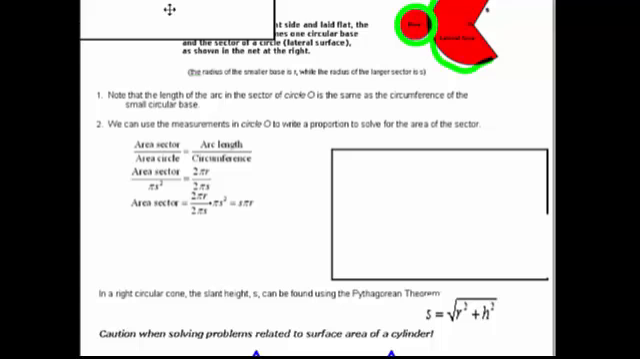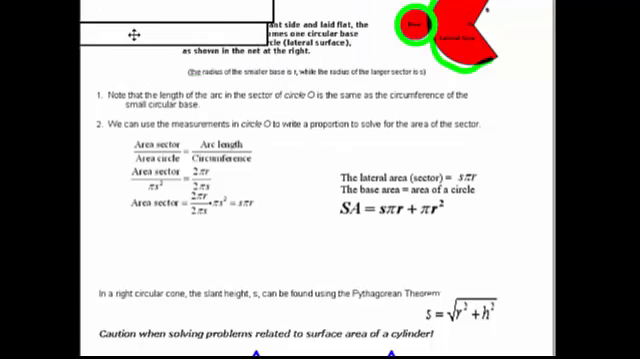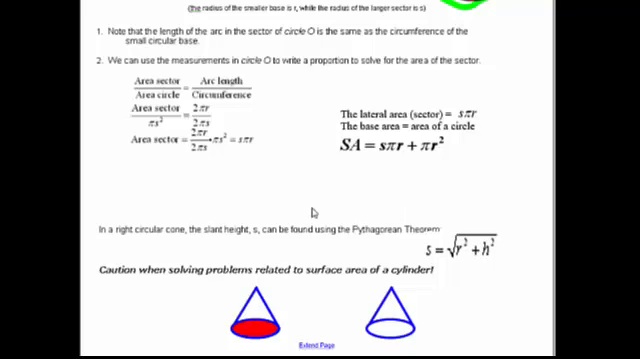So that's step one. And then to get the lateral area, it would just be that s pi r, and the base area would be the area of the circle. So for the entire cone, the surface area is s pi r plus pi r squared. And then if I want to find the slant height, I can always use Pythagorean theorem. Again, you will need to be careful when you're solving problems related to the surface area of the cone. Do I need the lateral area or do I need the total surface area? Always ask that question.